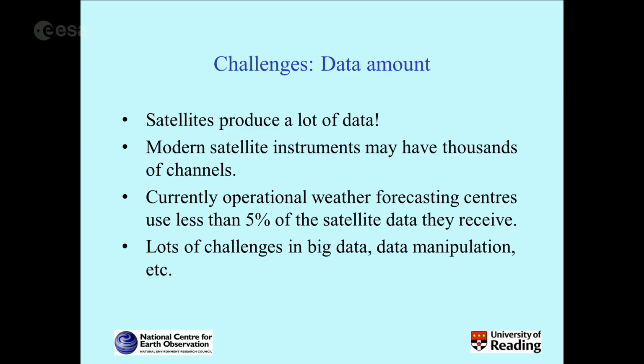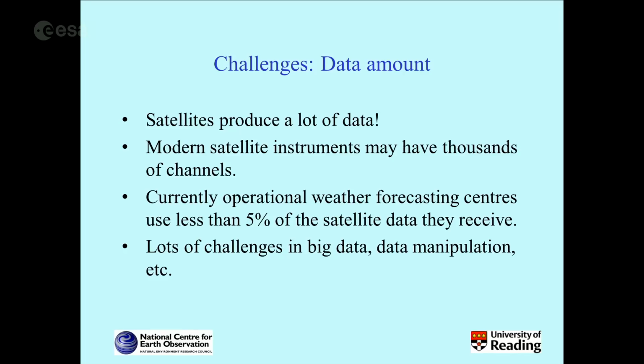So modern satellite instruments can have thousands of channels on each instrument. And in fact, this is a big problem for how we use this data and how we manipulate them. In the current weather forecasting centers, they use less than 5% of the satellite data they receive, which, if you think, is tiny. So 95% of it we're just not using, we're essentially throwing away. And now we're getting more satellites with even higher spectral imaging, so you have even more channels.